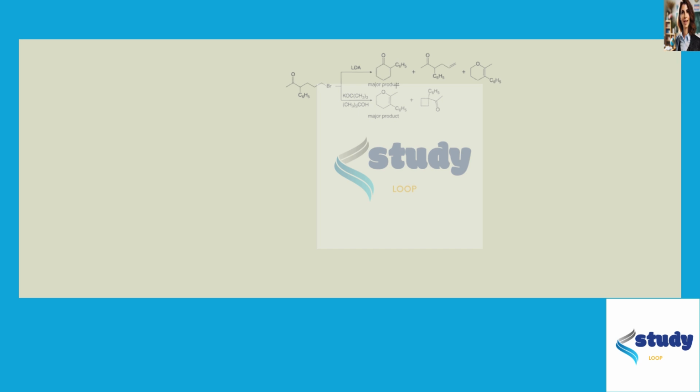LDA will generally form your kinetic enolate, in which it is going to deprotonate the least sterically hindered alpha carbon. So if I redraw the starting material here, we see that the least sterically hindered alpha carbon is going to be this carbon here. So we will have the base being LDA, so I'll say LDA equals base, is going to rip off this proton, generating a carbanion.